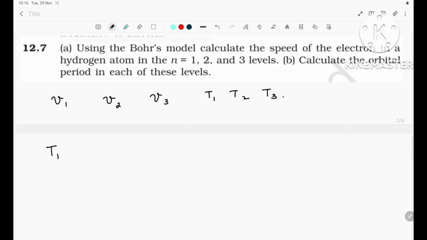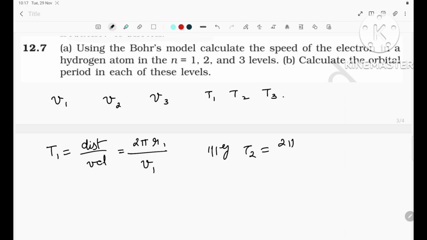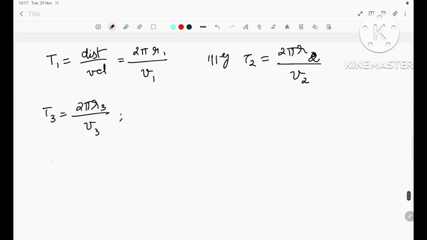We have T1 is equal to the distance covered divided by velocity or speed. In this case the distance covered is 2 pi r1, because for one single orbit the circumference will be 2 pi r1, divided by v1. Similarly for T2 and T3, we can write T2 is equal to 2 pi r2 divided by v2, and T3 is equal to 2 pi r3 divided by v3. Now what is v1, v2 and v3?